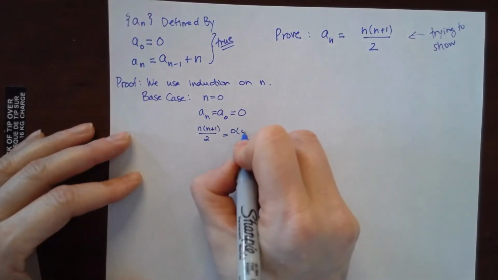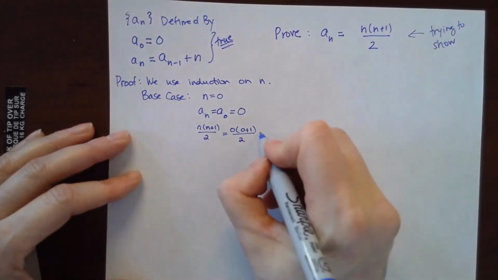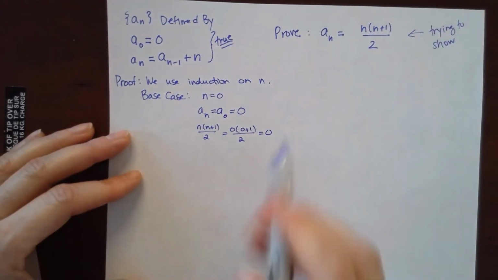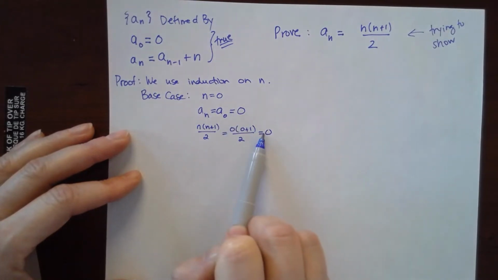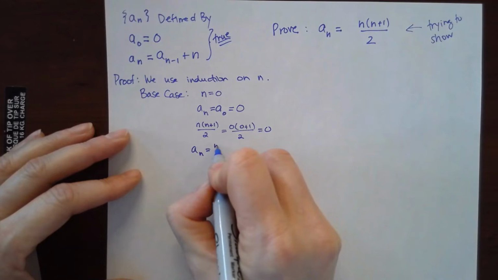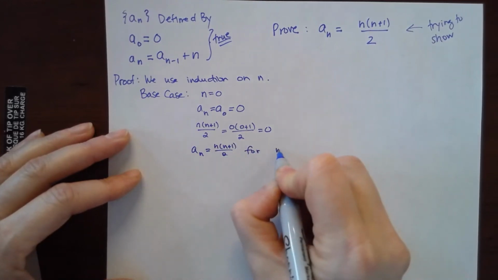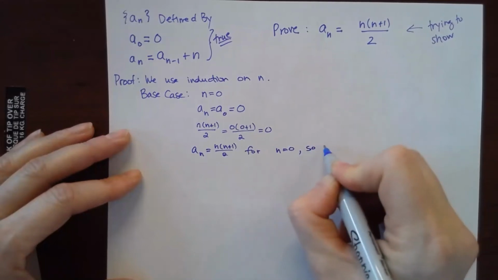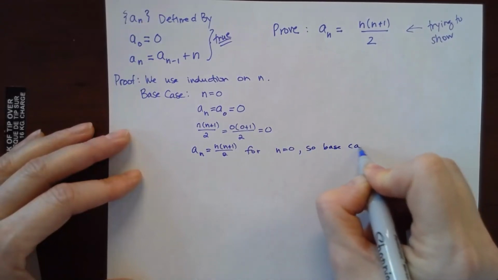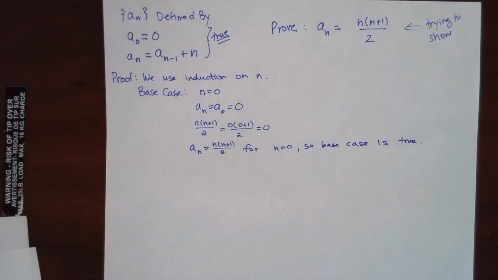That would be 0 times 0 plus 1 over 2. 0 times anything is 0, so that's definitely 0. And yay, they match. So a sub n equals n times n plus 1 over 2 for n equals 0, so the base case is... okay, so hooray, it works for the base case.